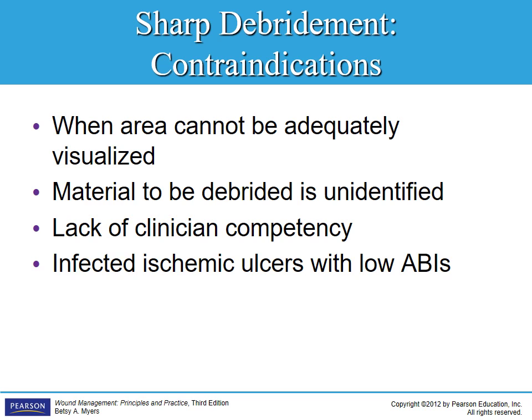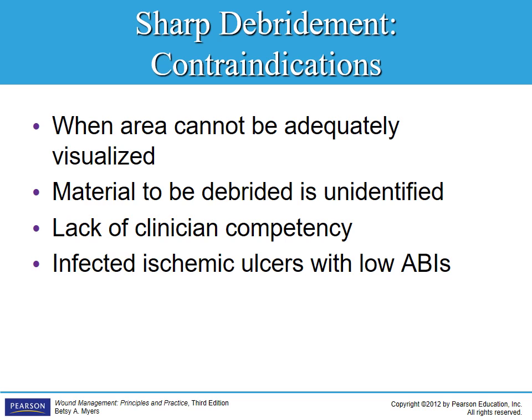So when I'm trying to do a sharp debridement and pull out devitalized tissue, I don't know what I'm pulling out if I can't see it. So that's a contraindication for sharp debridement. If you can't identify what you're debriding, don't debride it. Again, we'll go back to the one I just told you about.